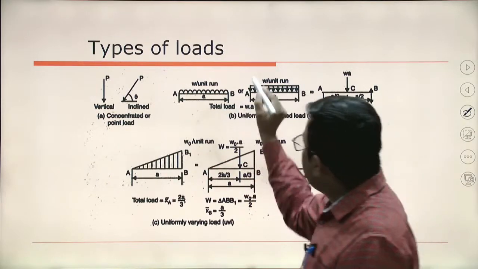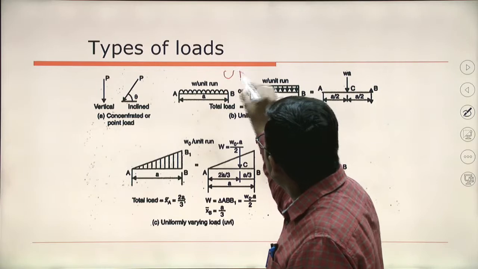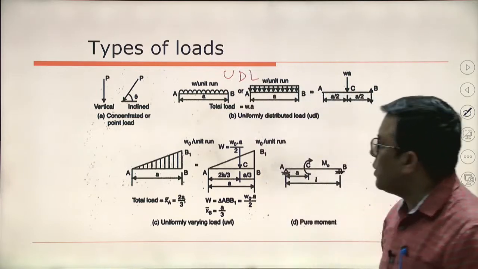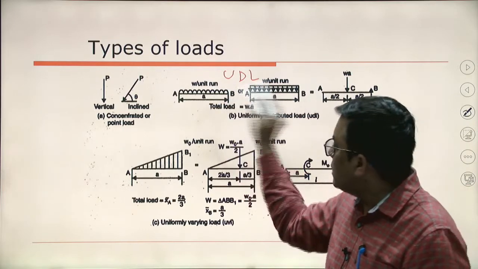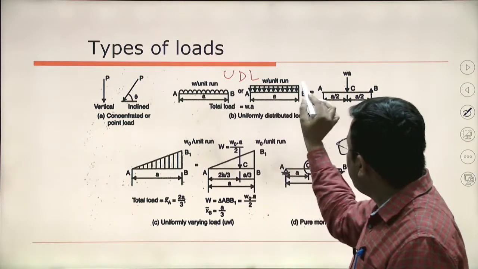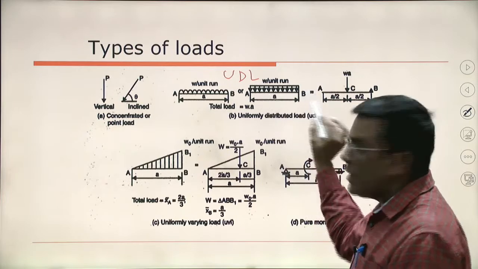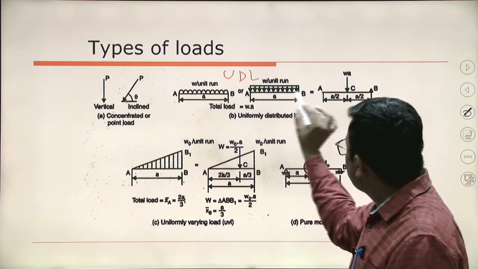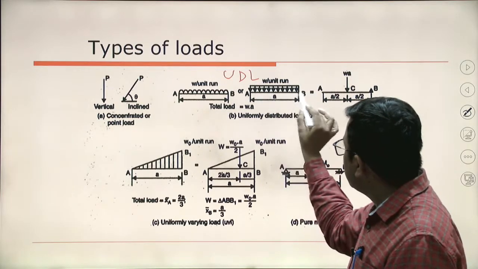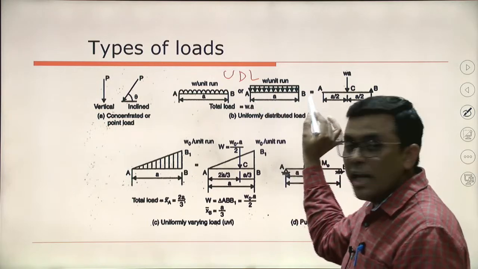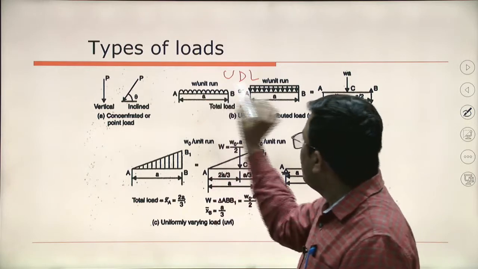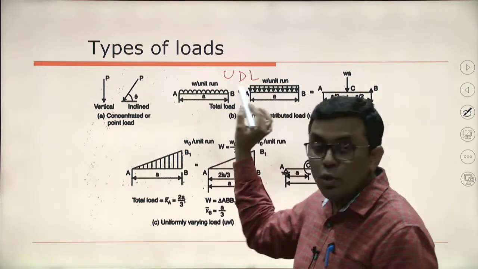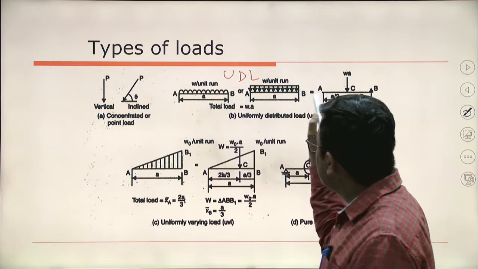This is the UDL, uniformly distributed load. The notation can be either like this, spiral type, or the standard one is this, a rectangular form. Uniformly distributed load, no variation over the length A, and the intensity of this load is W per unit run, matlab W per unit length. This is the load.